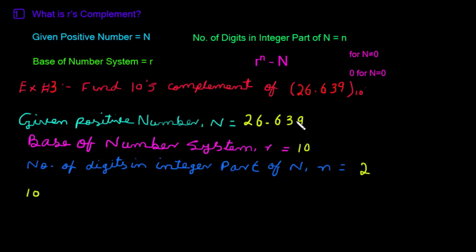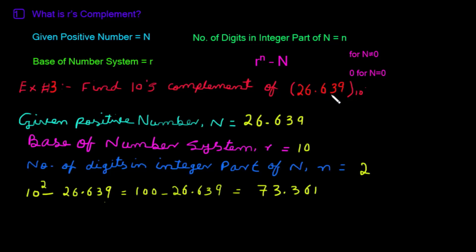R is 10, having a power of 2, minus capital N, that is 26.639. 10 squared is equal to 100 minus 26.639, and by using a calculator this is equal to 73.361. So this number 26.639 has a 10's complement of 73.361.